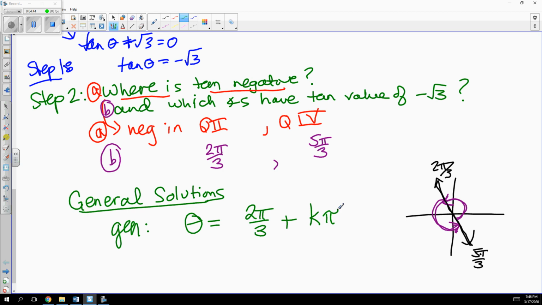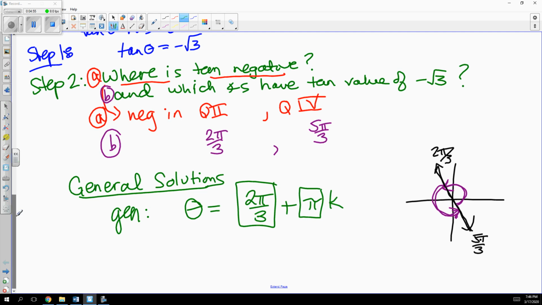It might be pi k. Sorry, you might just have to type in pi k, because I think it's going to give you the k already in the box. And you'd be typing in this piece, 2 pi over 3, and this piece, pi. Okay, that's one type. I'm going to show you another example in a minute.